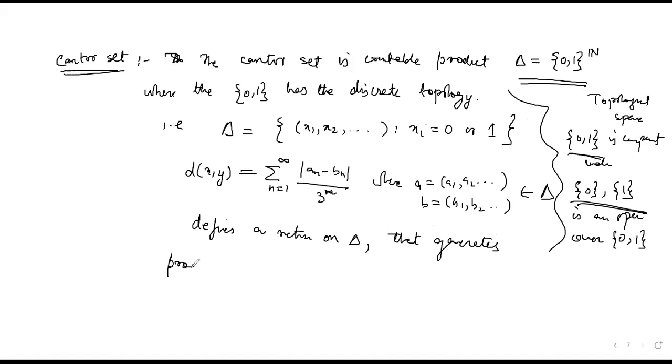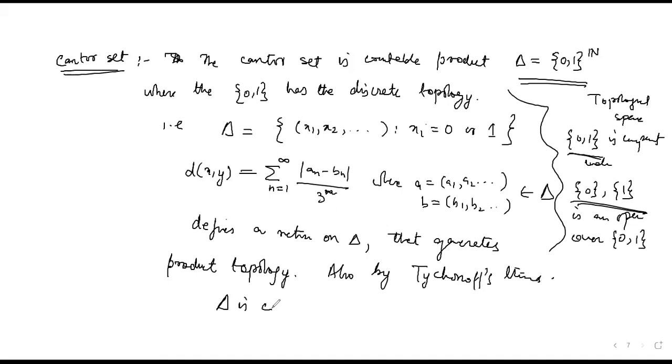You should study product topology properly and revise it from topology. Also, as I said, by Tikhonov's theorem, delta is compact, hence delta is a compact metric space, because it has a metric that generates the topology, and that topology is compact.